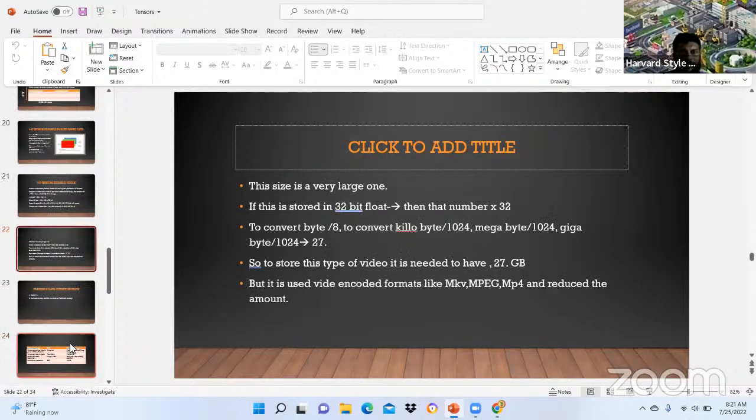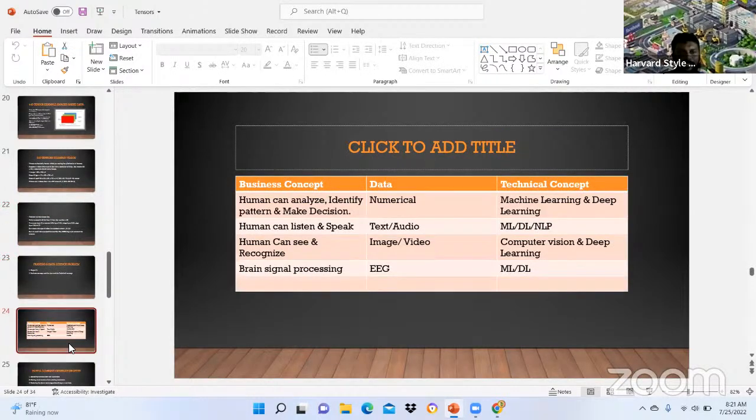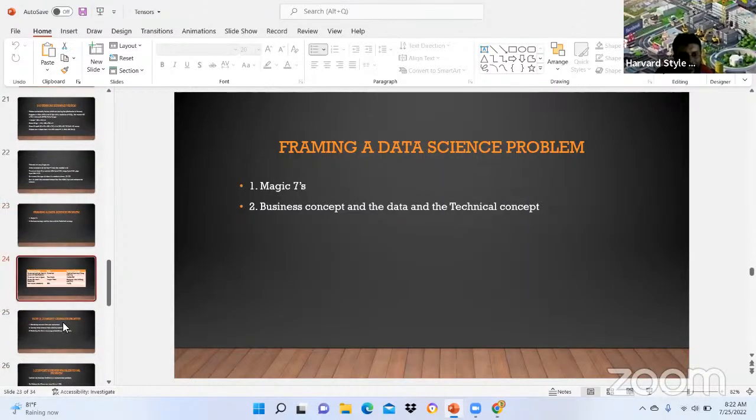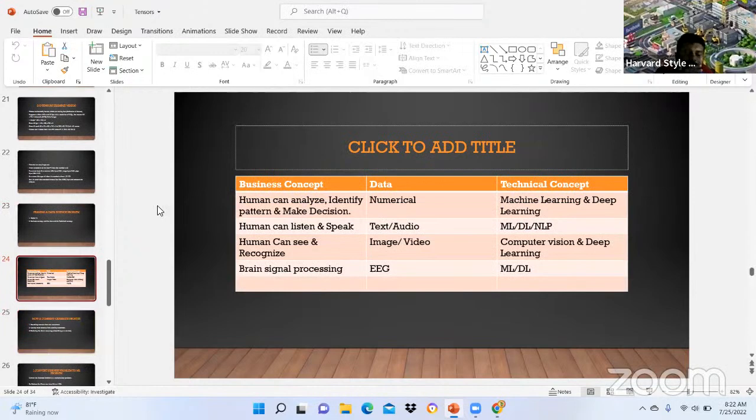You can build up the machine learning domain for that. First of all, you want to understand what your business domain is. I have explained here the business concept, what data is needed for that, and the technical concept. Now, as a machine learning engineer, you have to understand things this way.